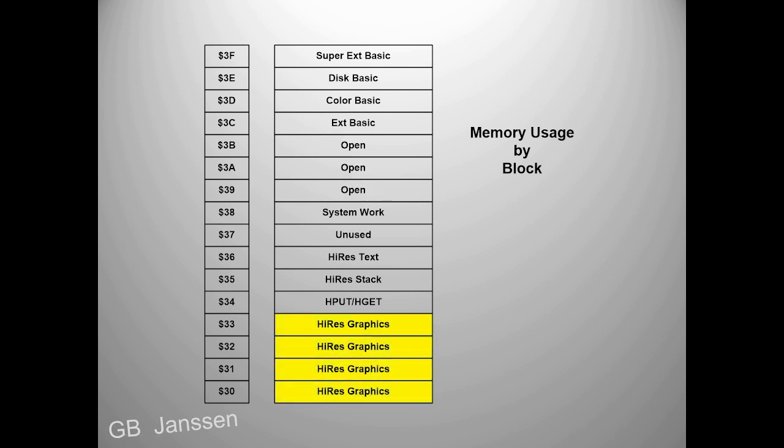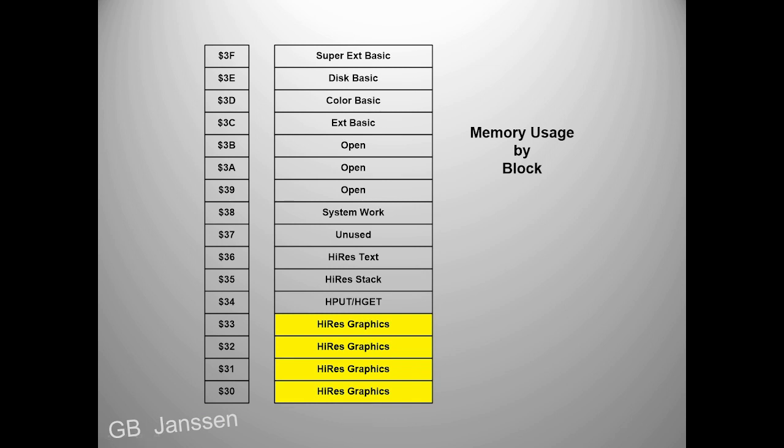Okay, in hex 30 through 33 is the high-res graphics screen. If you're in BASIC and you say HSCREEN 2, the Super Extended BASIC will set it up for you. It will tell the MMU that starting at this physical address where this block is located, and for the next 4 blocks together, is what you want to display on the screen.